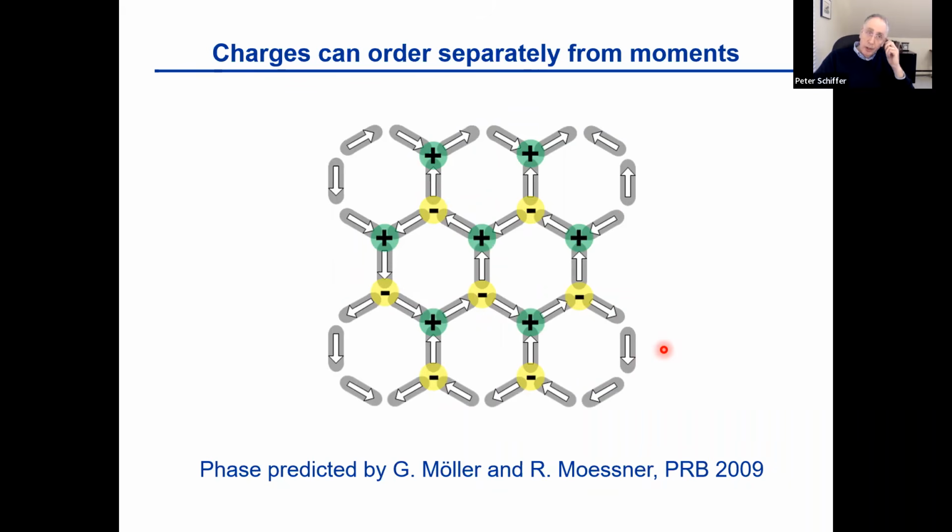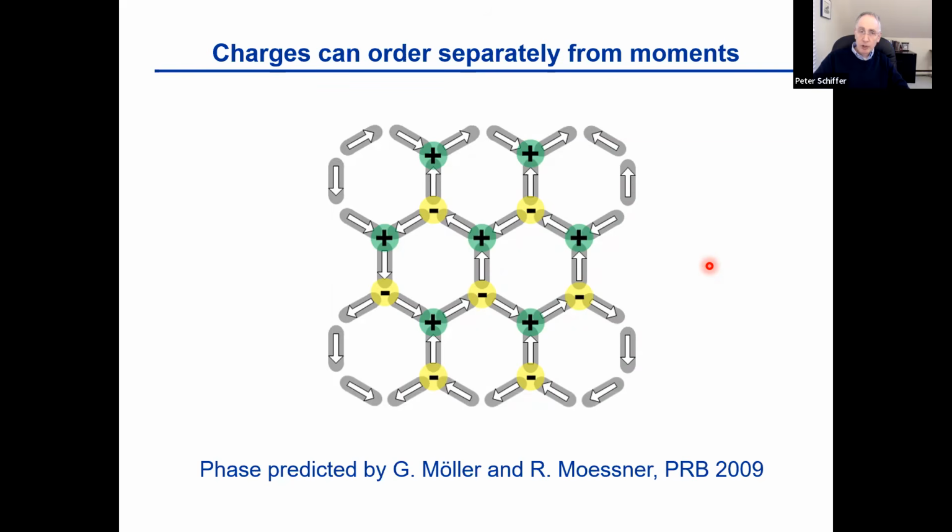But even though the moments don't order, it turns out that the charges can order. So even with a disordered magnetic state, you can have an ordered state for the charges. And this is one of the examples of how thinking about the charges rather than moments is powerful. You can get a checkerboard pattern of the charges, where plus, minus, plus, minus, plus, minus. And you'll notice if you look carefully, the moments here are in a disordered state.